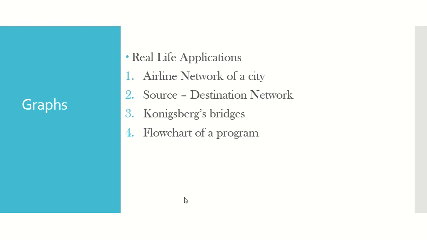Second is the case of a source-destination network, or what we call a computer network, where you are trying to send something from a source to a corresponding destination. Then you will be shown all the possible routes that can be used to successfully deliver this packet, or the message, from source to destination. So that is the second one, which is the source-destination network.